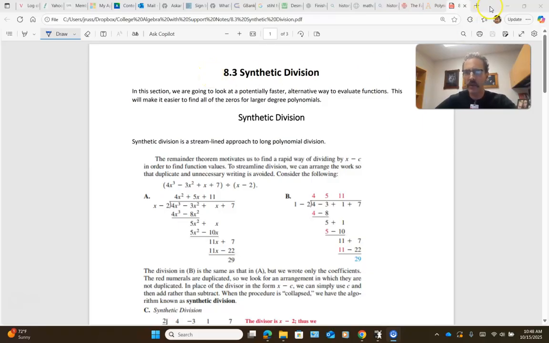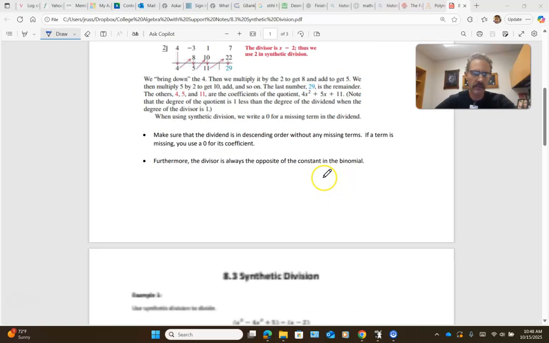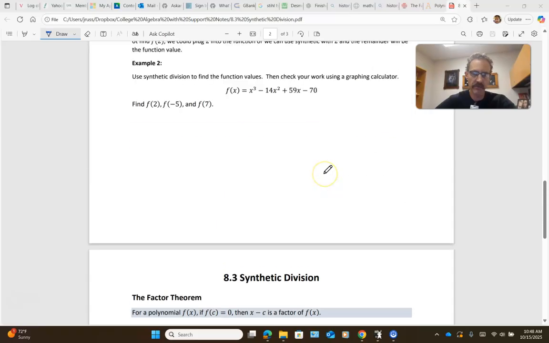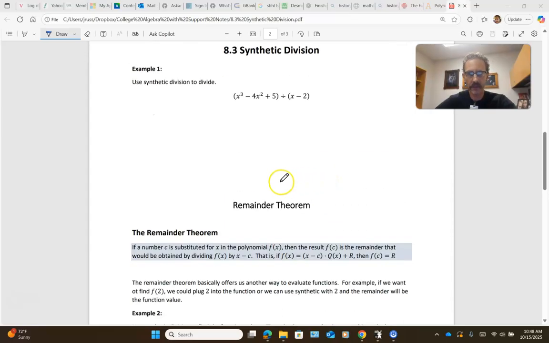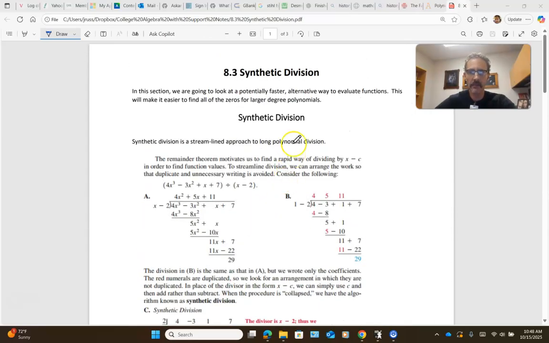8.3 is not a real long section. You'll notice that in the homework. However, it does have an algorithm in it that's a tool that's going to be very useful for us. And that's what we're going to start with first. And then I've got a couple of theorems in here that are going to prove useful as we investigate these polynomials. Okay, so ultimately our goal is to be able to find all of the zeros of a polynomial.